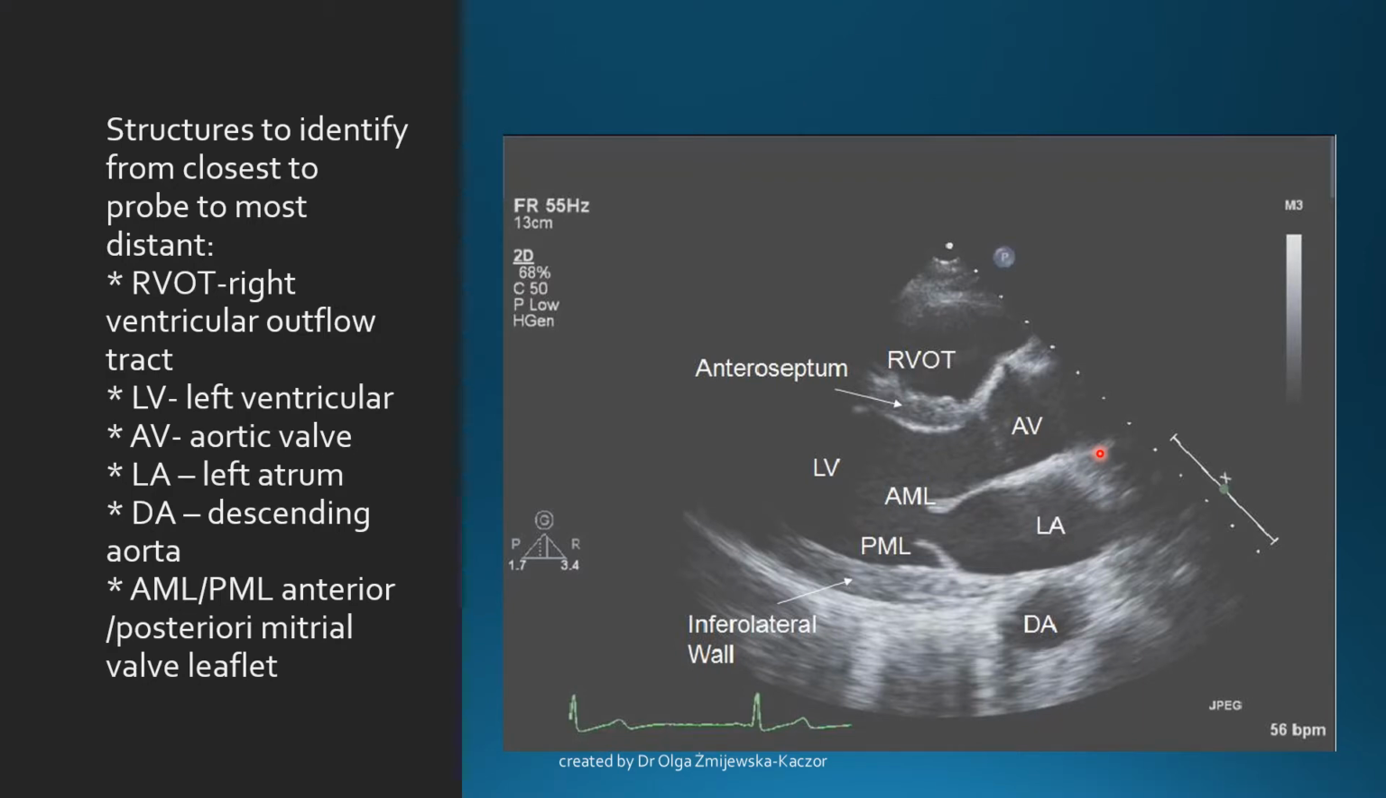The structures you can see in this view are the aortic valve and the aortic root. You can assess the diameter and see if there is a dissection going on. You can see the right ventricular outflow tract. You can see the anteroseptum, left ventricle. Just remember, we are unlikely to see the apex of the heart. Now you have the mitral valve with both anterior and posterior leaflets, descending aorta, and left atrium.